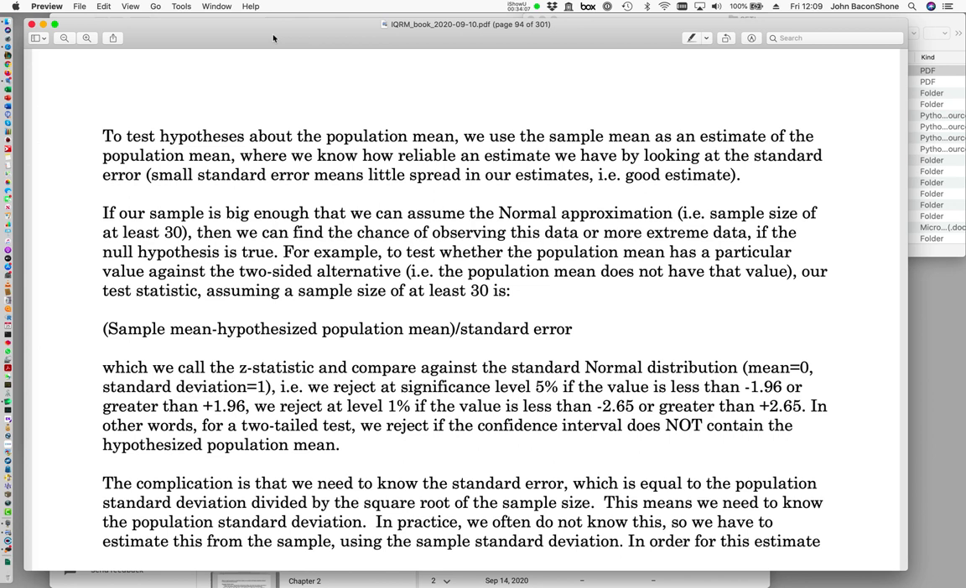So that sounds relatively straightforward. The complication, yes, there is still a complication: we need to know the standard error. The standard error, we said, is the population standard deviation divided by the square root of the sample size. Clearly we know the sample size, but do we know the population standard deviation? Quite often we don't, so we may need to estimate this as well using the sample. We can estimate the population standard deviation using the sample standard deviation.